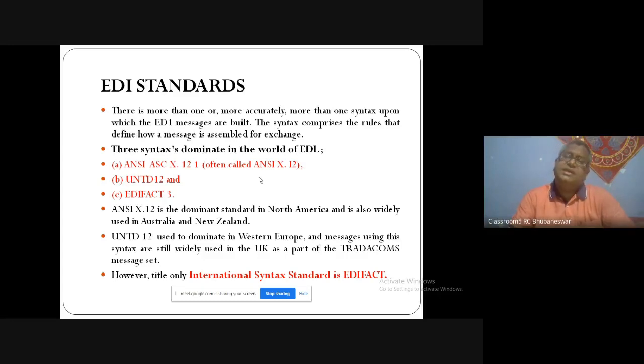But the question is, EDI has its own standard. What are the types of standard? This standard can be divided into 3 parts: ANSI ASC X12, that is called ANSI X12, UN/TDI, and EDIFACT. ANSI X12 is useful in Australia and New Zealand, UNTD is useful in the UK, and EDIFACT is generally used as an international syntax standard, very popular in every country also.